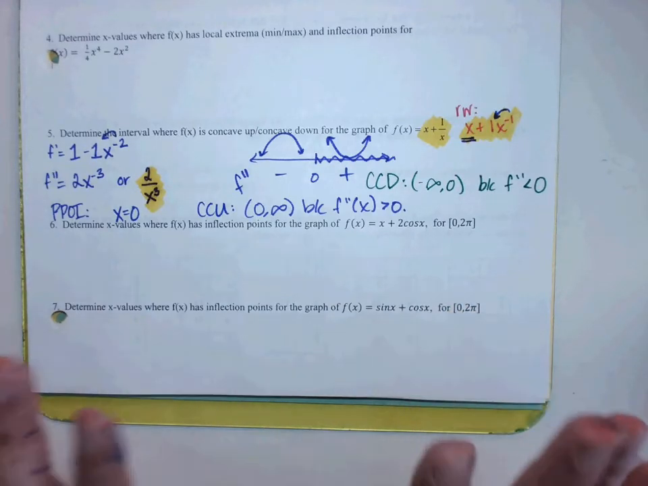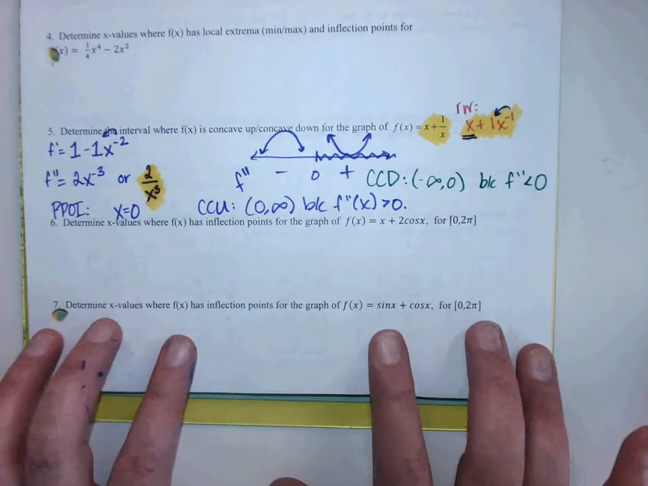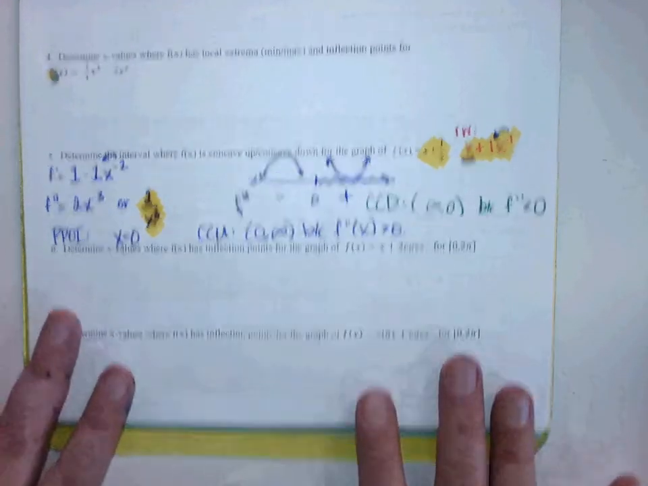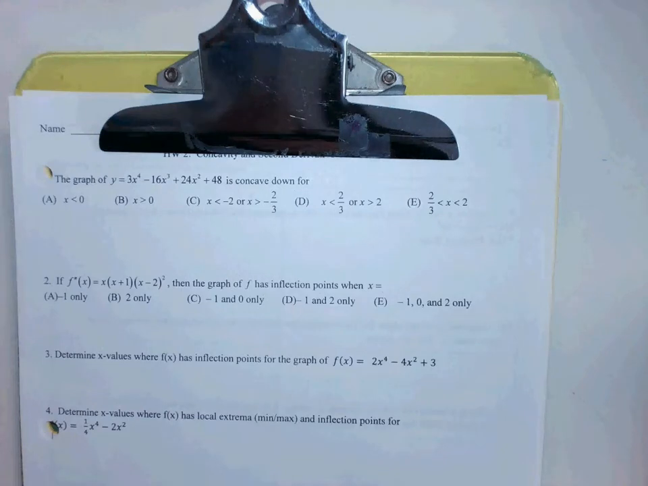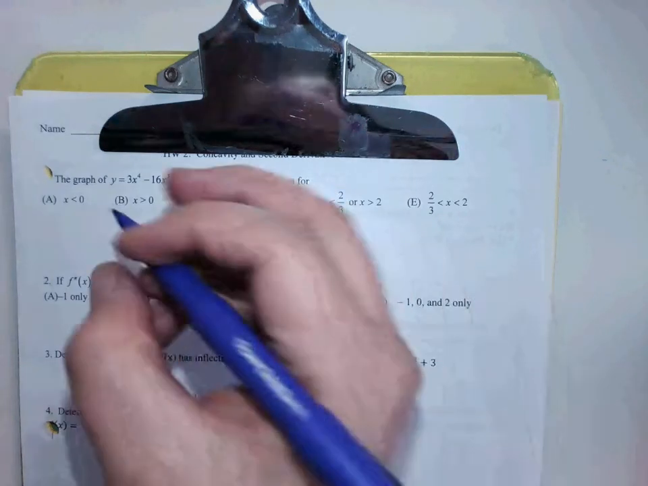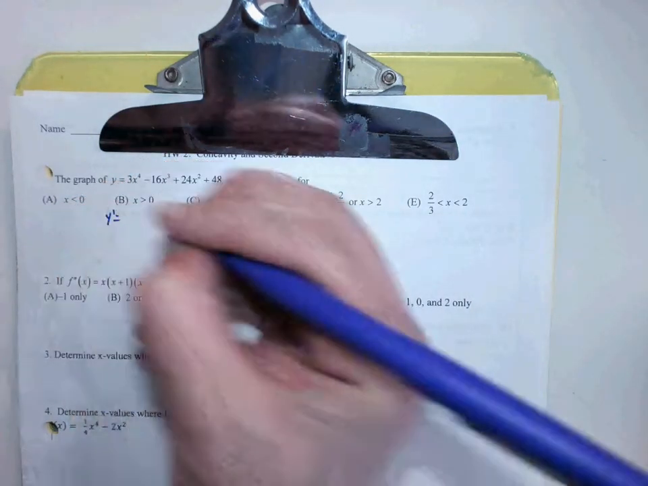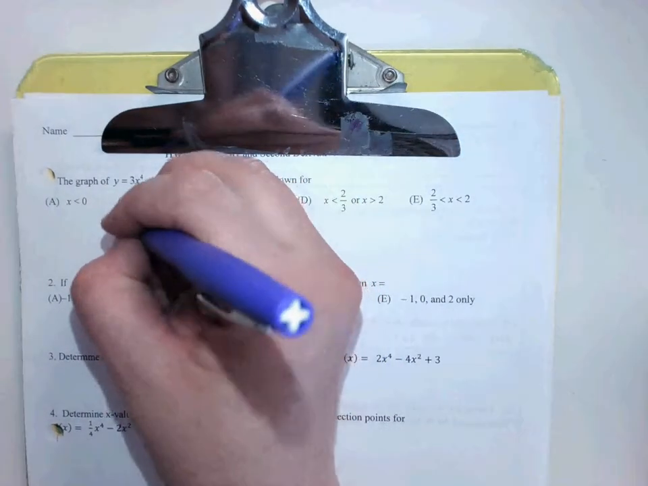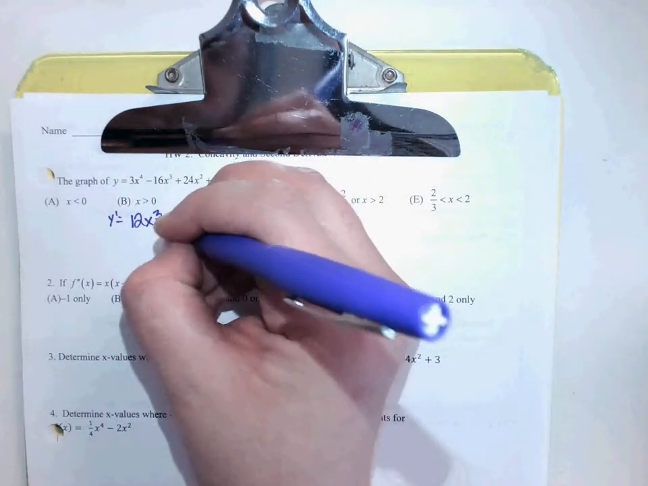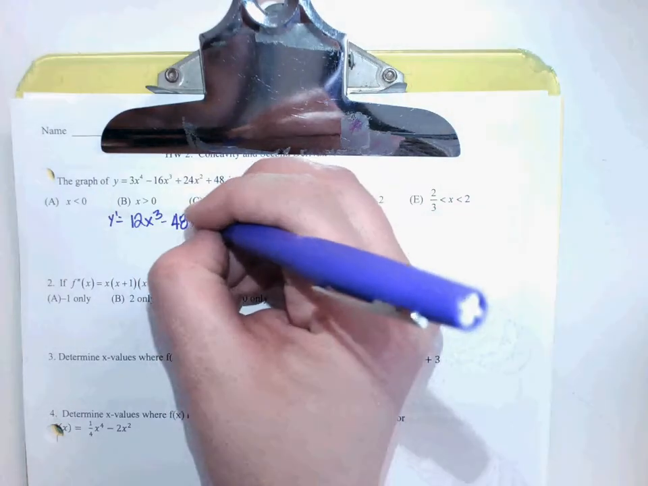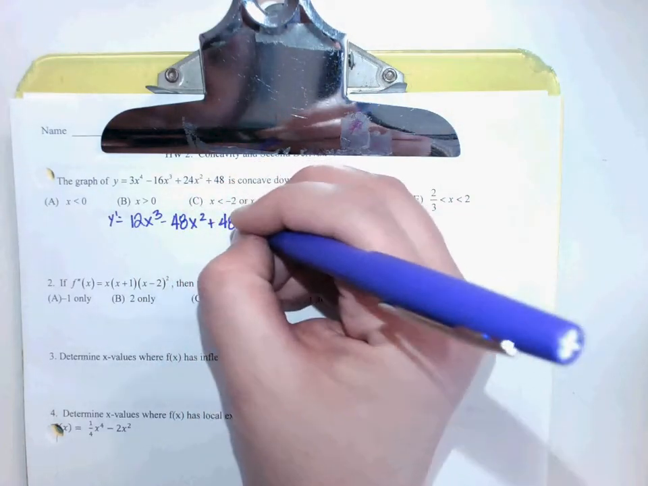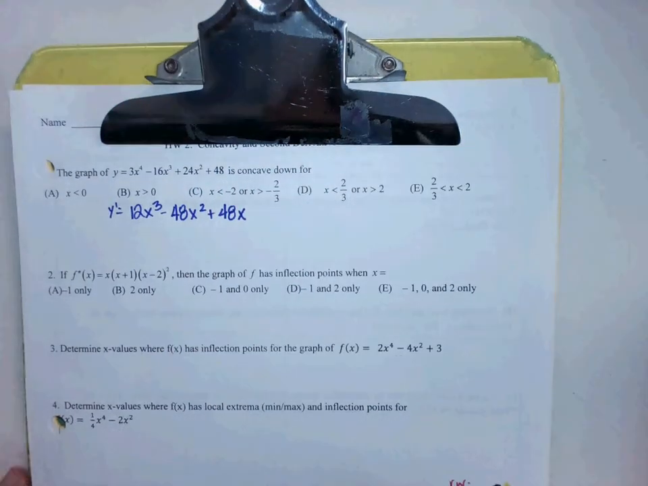Okay, come on, you guys. Number 1, what do you do for concave down? What are my steps? Let's just do it. Derivative how many times? Twice. So, y prime is going to be what? 12x cubed minus 48x squared plus 48x. And then what about the plus 48 at the end? Gone.